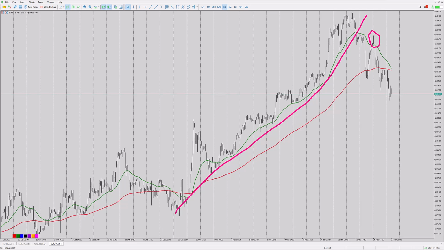Alright everyone, I hope you enjoyed these 6 tips, and I hope these 6 tips have helped you to determine the trend direction and the trend direction change.